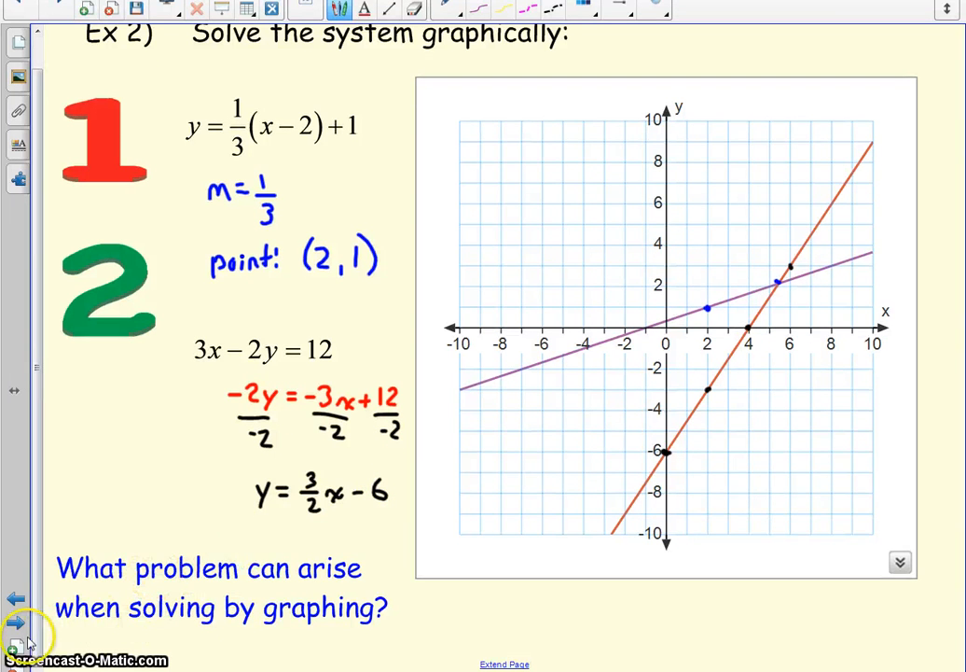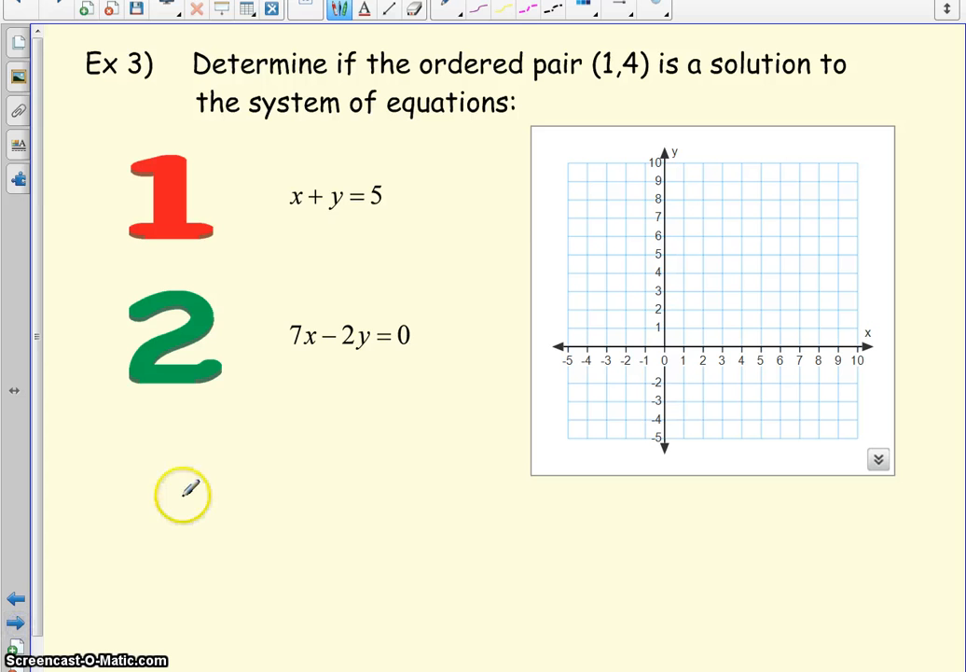Okay, so with that in mind, just one more example. And this one I'm just giving you two equations, and you'll notice here I'm not asking you for the solution. I'm asking you if the ordered pair or the point, okay, if you don't know what an ordered pair is, really just another name for point, is (1,4) a solution for this system of equations.